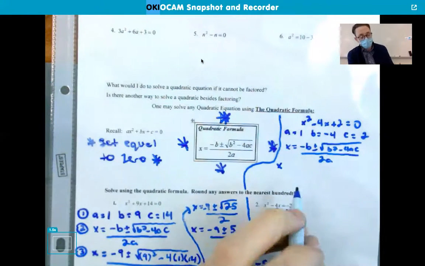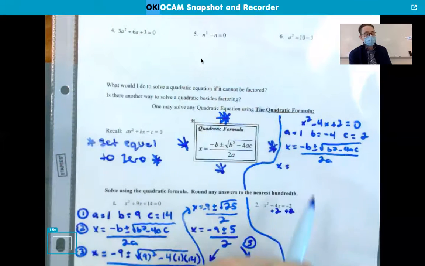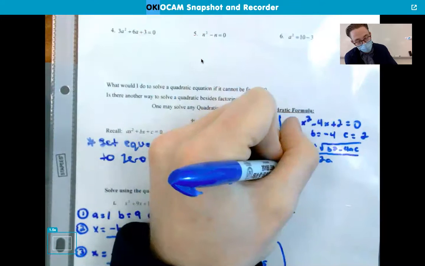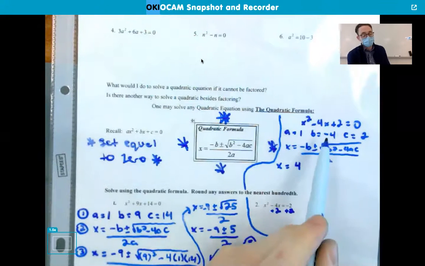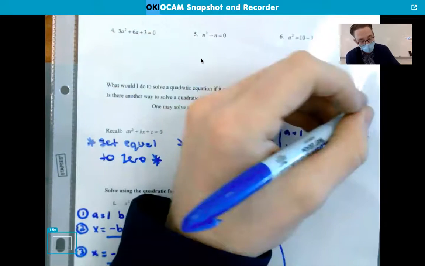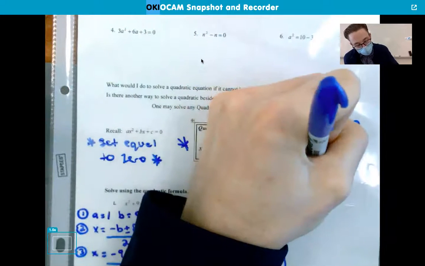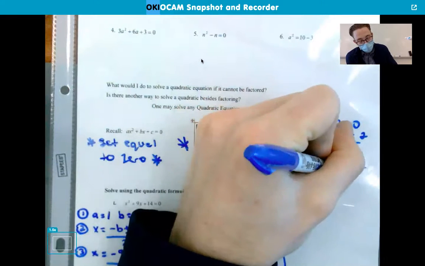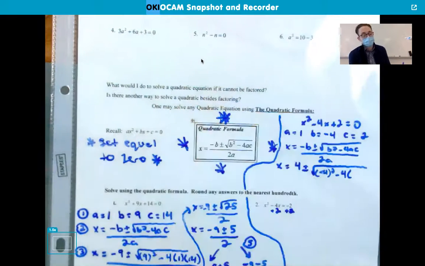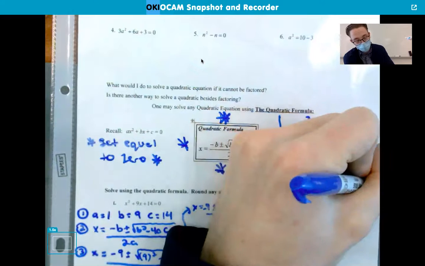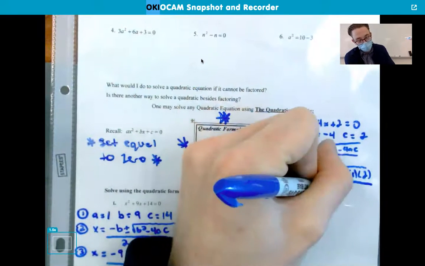Well, I have x equals negative b. What should the negative be? What should go in for that? Positive 4, right? Remember, it's the opposite sign of whatever your b value is. So instead of negative 4, it's just positive 4. Plus or minus b squared, which is negative 4 squared, minus 4 times, what are my a and c values? So minus 4 times 1 times 2, all over 2 times 1.